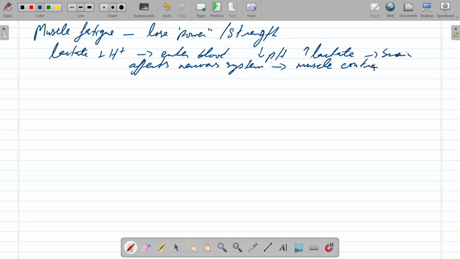And so the muscle contraction reduces, because muscle contraction also occurs due to nerve impulses coming in. So the nervous system is affected by the pH and the lactate buildup. So the muscle contraction will obviously be affected as well.